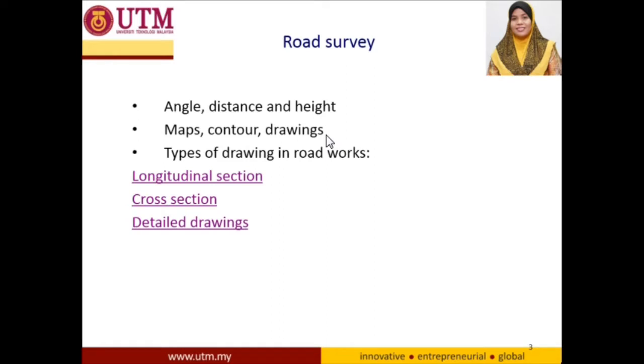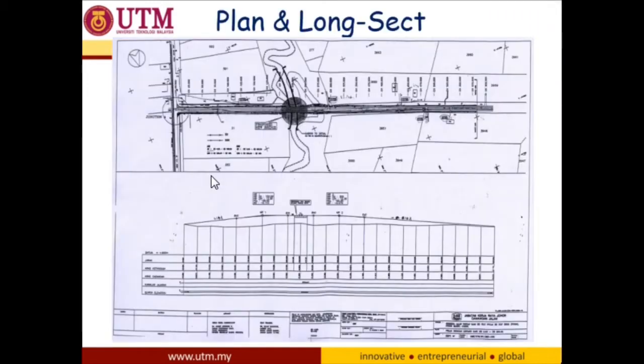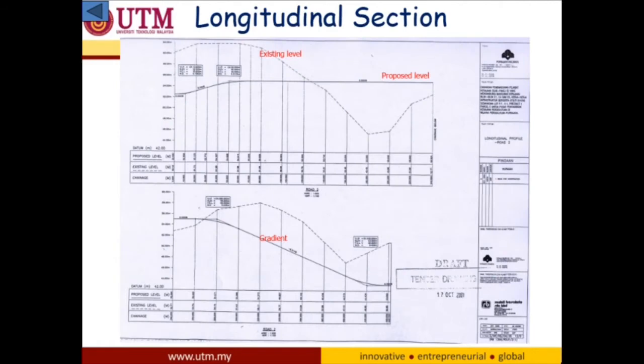There are different types of drawing available for the roadworks. Basically, there are 3 basic drawings. The first one is the longitudinal section. Let's see the link here. Okay, here is the example of plan view and longitudinal section of the proposed road. From here, we can see exactly the location, the length, and the level of the road. And now, this is the detailed longitudinal section which highlights the existing level, proposed level, and gradient. And from here, we can identify the potential cutting and filling area.